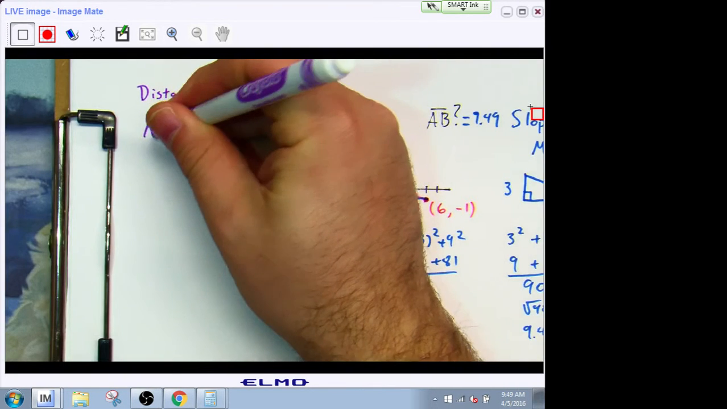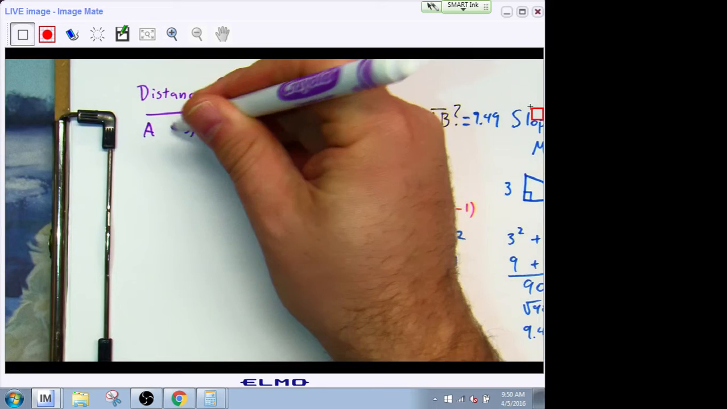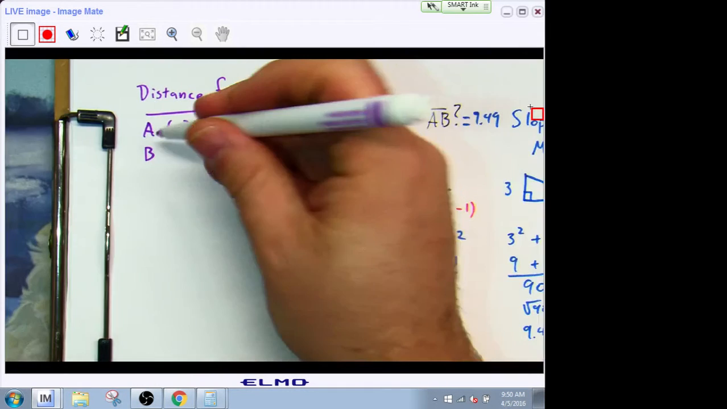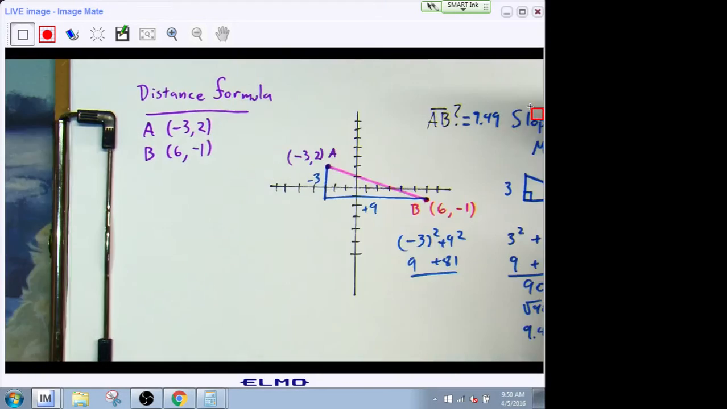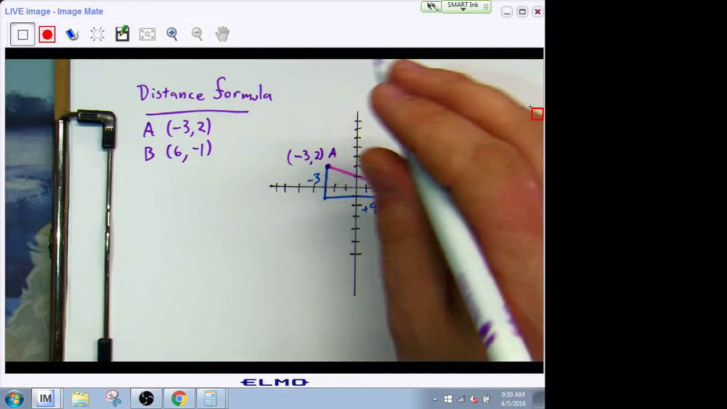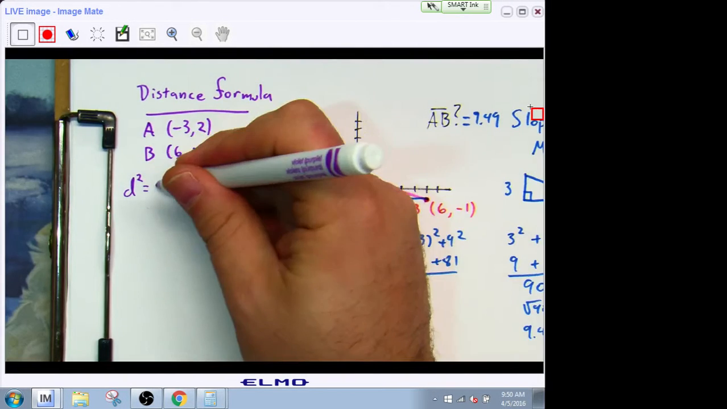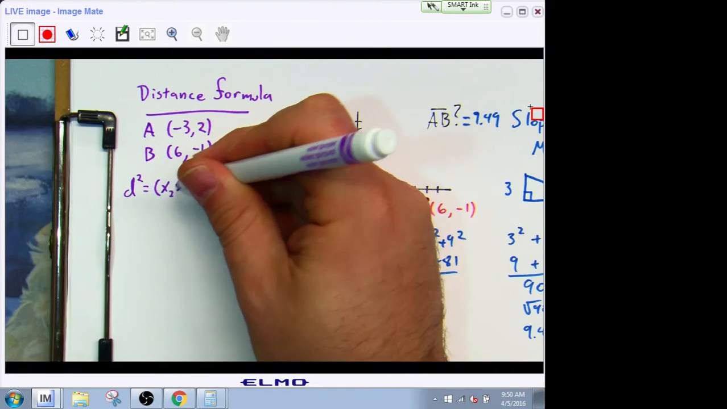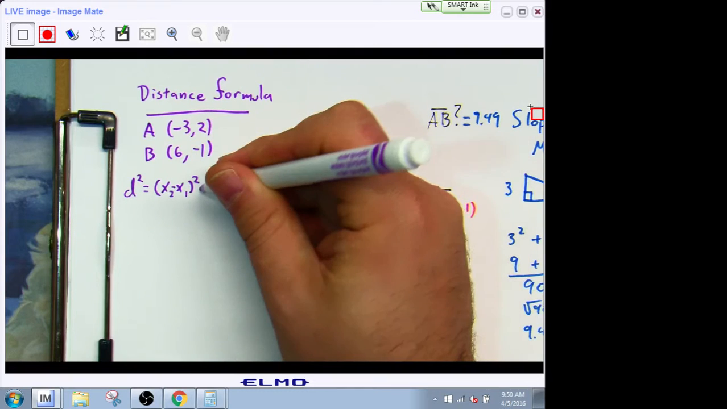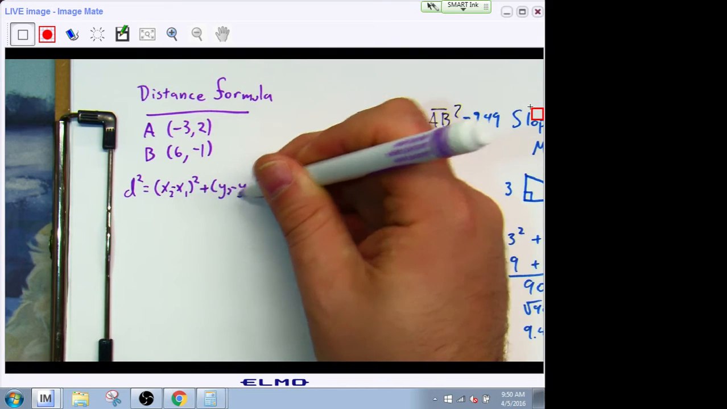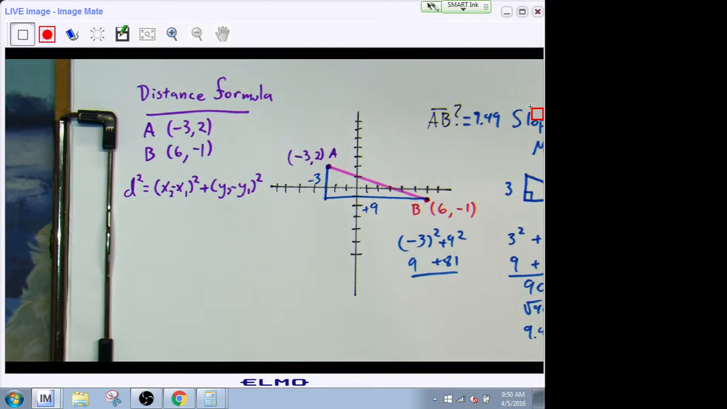All I need to know is that point A is negative 3, 2, and point B is 6, negative 1. That's all I need for the distance formula, because the distance formula states that our distance squared is going to equal the difference of our x's squared plus the difference of our y's squared. So that's going to be x2 minus x1 quantity squared plus y2 minus y1 quantity squared.